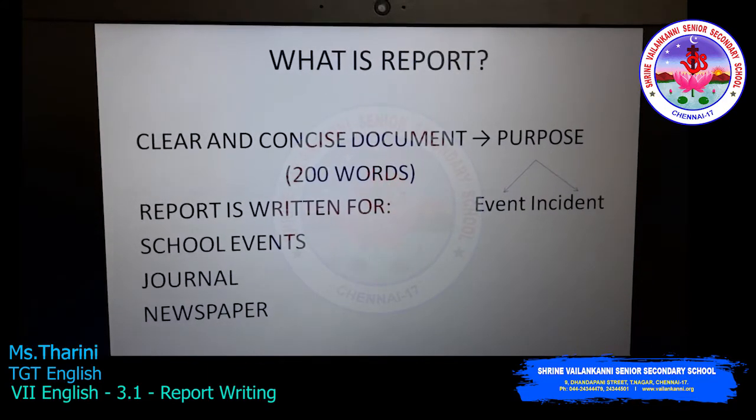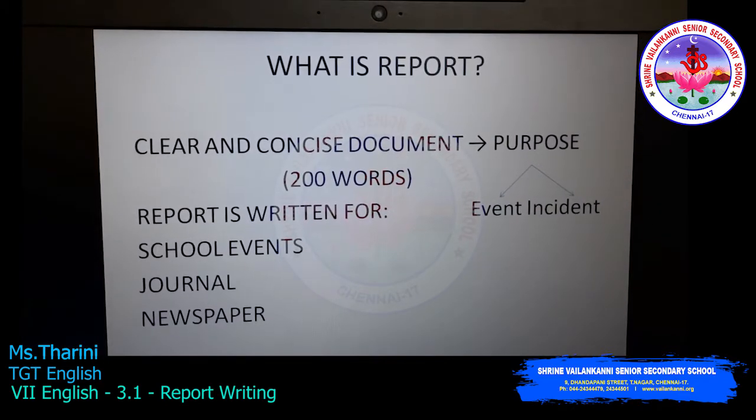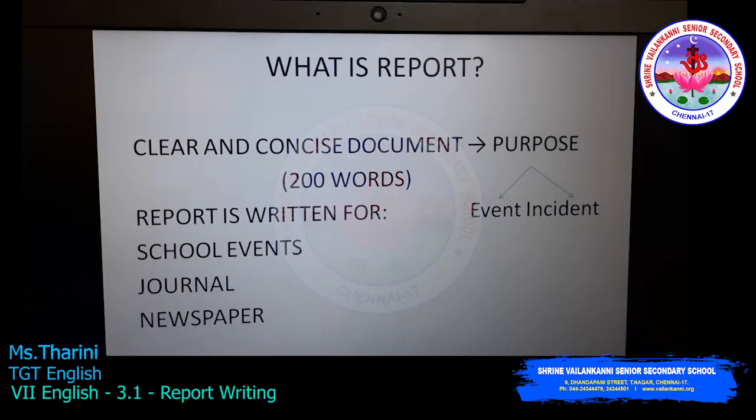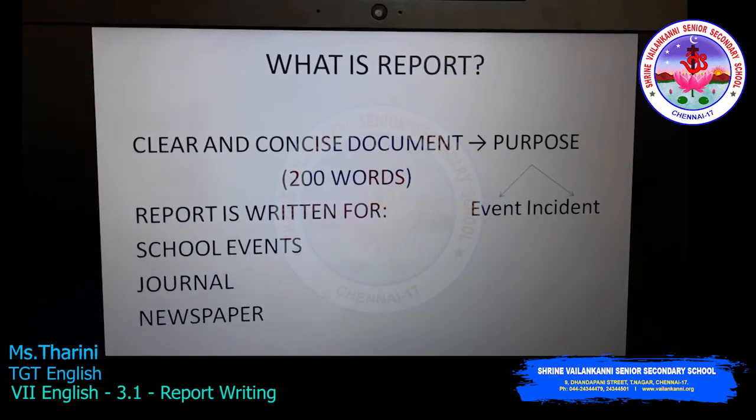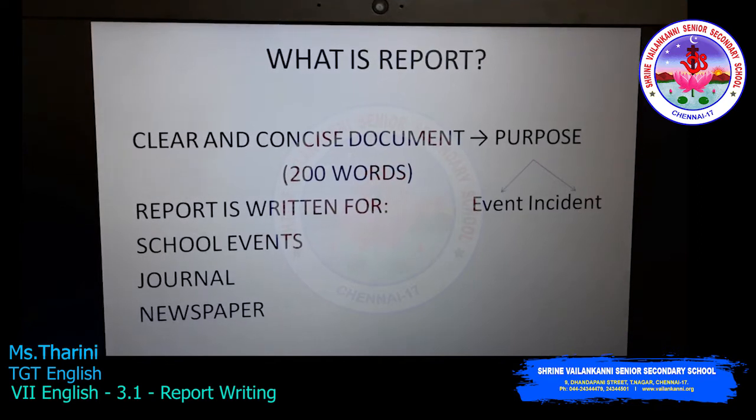And the purpose. It can be any purpose. It can be an event or an incident. A report is written for school events, journals and newspapers.